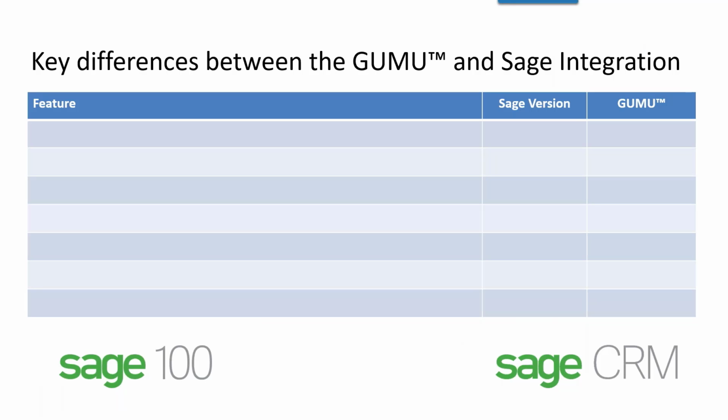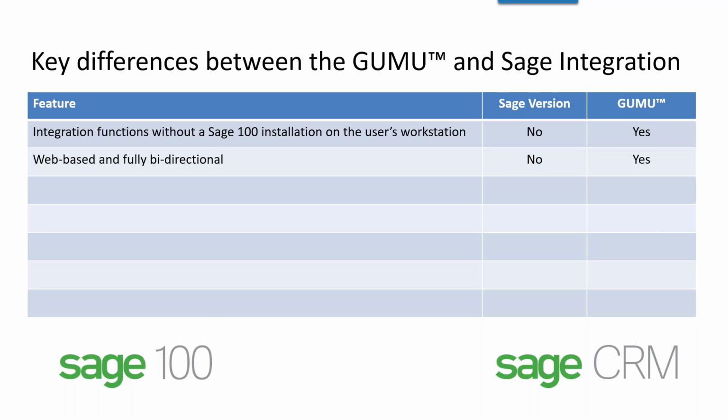So this is a little subjective, just backstory. We have had many projects that use Sage's default integration as well as the GUMU, so maybe going back a few years ago. But then over time, I just didn't feel like it was appropriate to continue working with the default integration, and then this Gratrix relationship evolved. Just the quick checkpoints here. In Sage's default integration, not the GUMU, people need Sage 100 installed on their workstation. The Sage GUMU is web-based and fully bidirectional, but Sage's version, no.